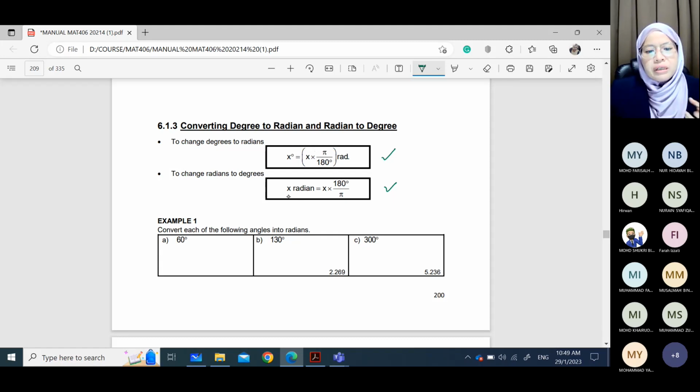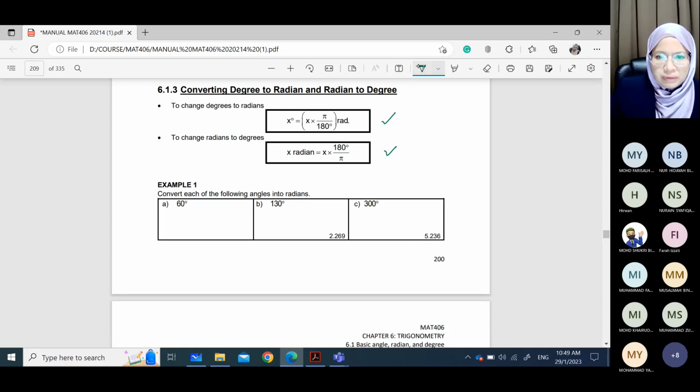And the second one from radian to degree. So this is a formula. So you kena ingatlah formula yang ini. Dalam exam tak bagi yang ni. Jadi kena ingat. Okay, so kita tengok contoh yang ni. Macam mana kita nak convert daripada degree kepada radian.